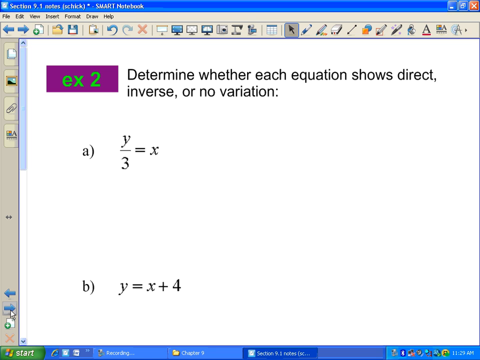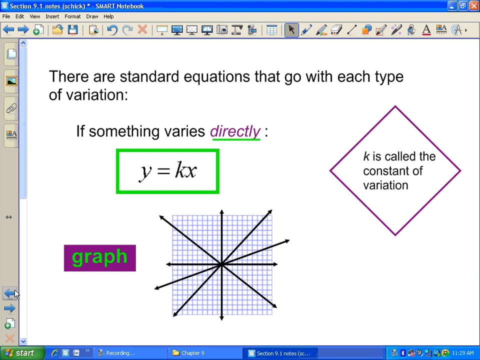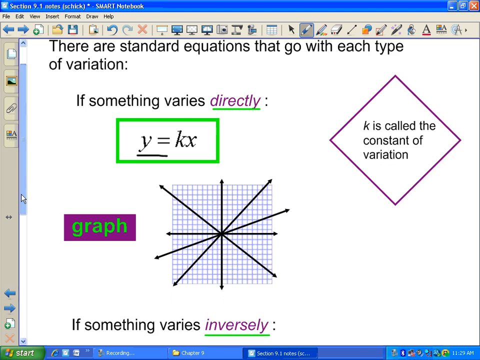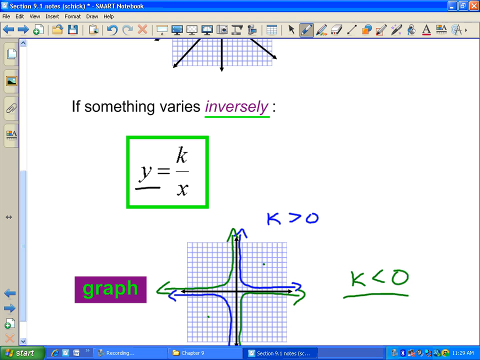Let's look at this. Determine whether each equation shows direct, inverse, or no variation. If I go back for 1 second, direct variation is y equals k times x. Inverse variation is y equals k divided by x. Notice the similarity. It's y equals, and there's nothing added or subtracted afterwards. It's just k times x or k divided by x.